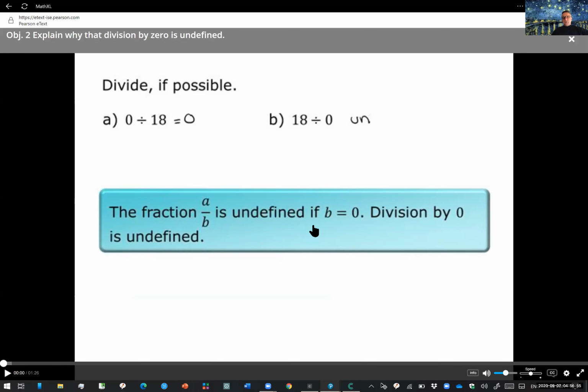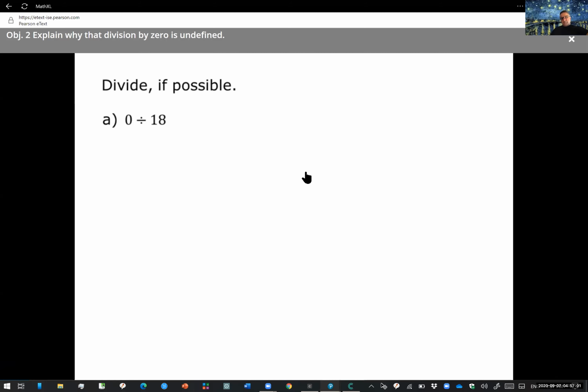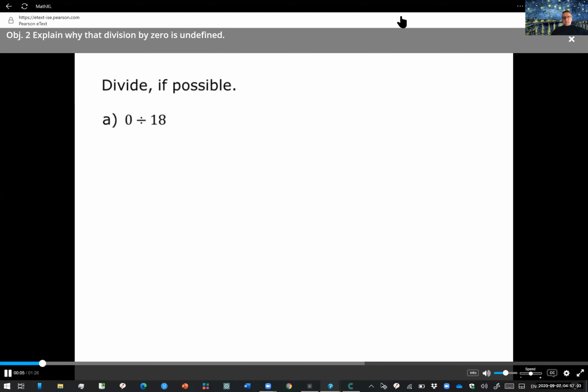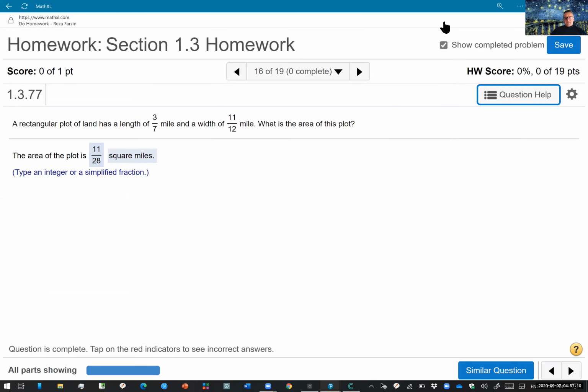Did you try any of those? Divide if possible. See? The first example is 0 divided by 18. Very nice. It's okay for 0 to be in the numerator. So there's a ton of information.